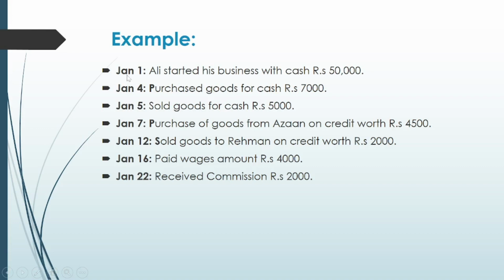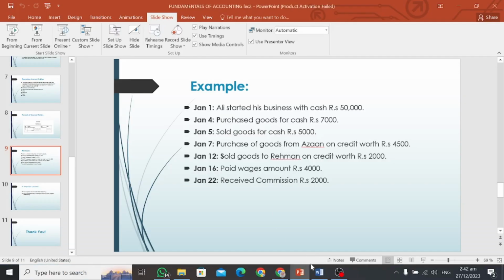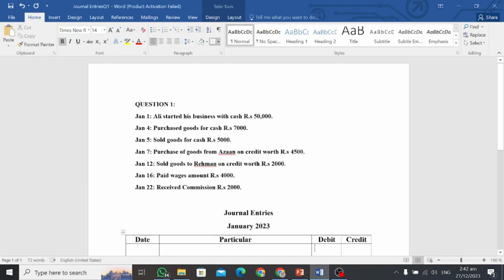Let's solve the example given in part 1. I have already prepared the format. So let's begin. January 1, Ali started his business with cash rupees 50,000.